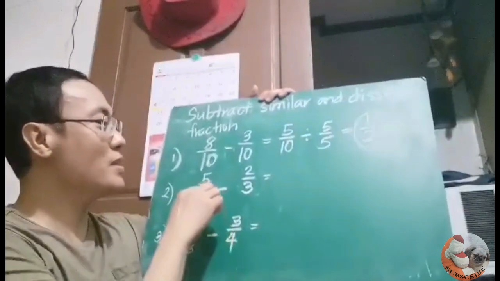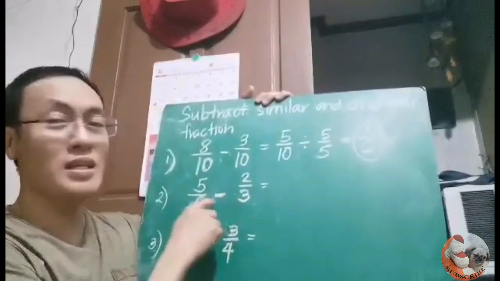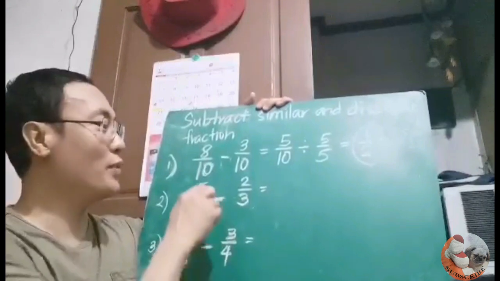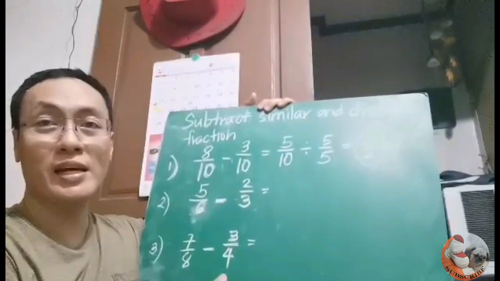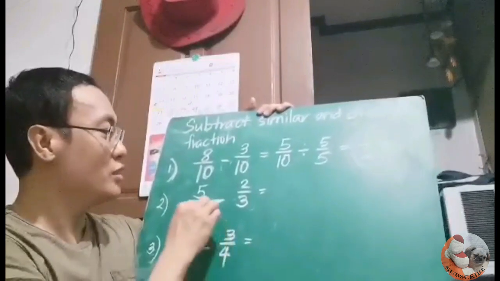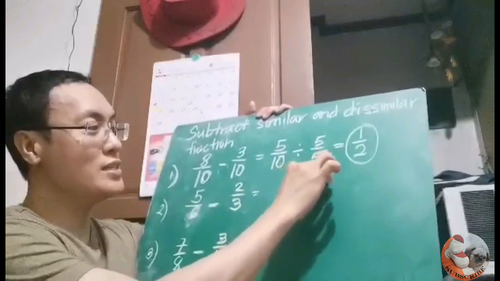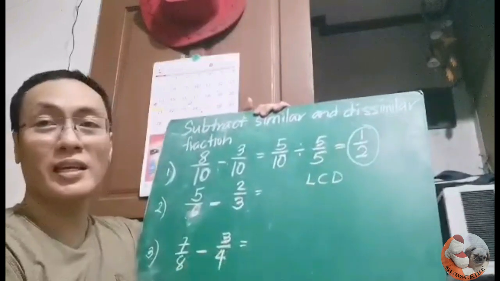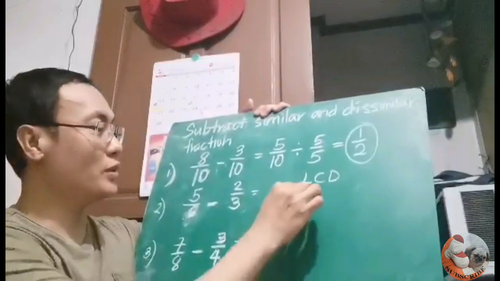Okay, how about 5/6 minus 2/3? So, this one is the dissimilar fraction. Hindi tayo agad pwedeng mag-subtract ng 5 minus 2. Kailangan, gawin muna natin silang similar fraction. So, again, we have to look for the LCD. What is LCD means? LCD means least common denominator.